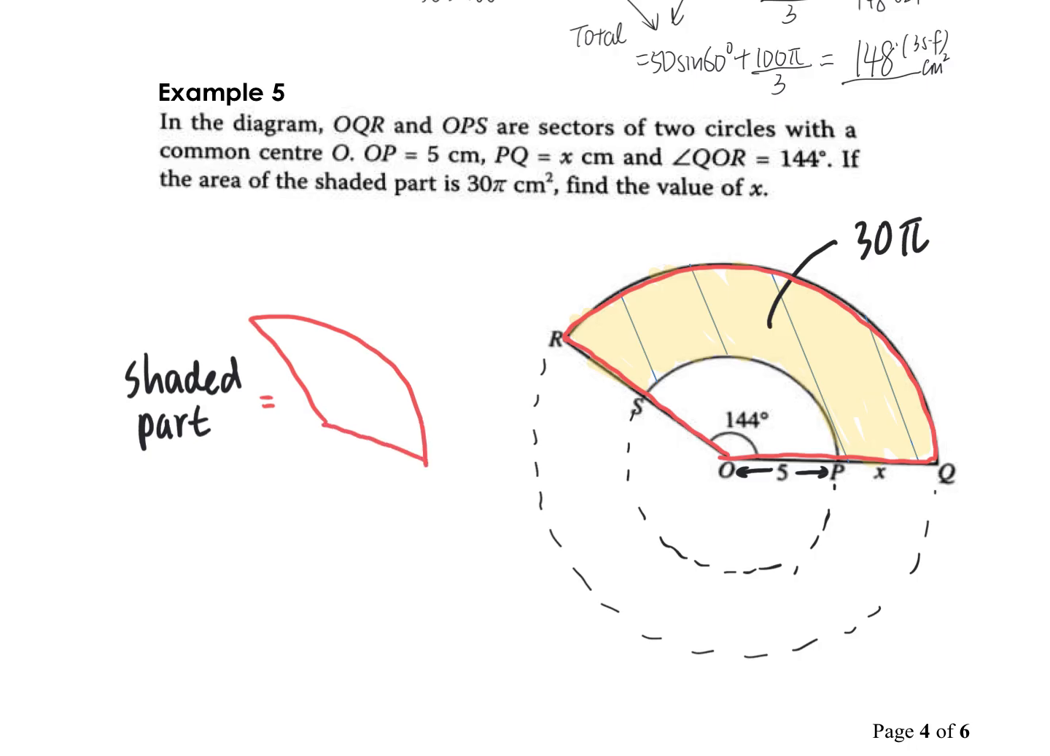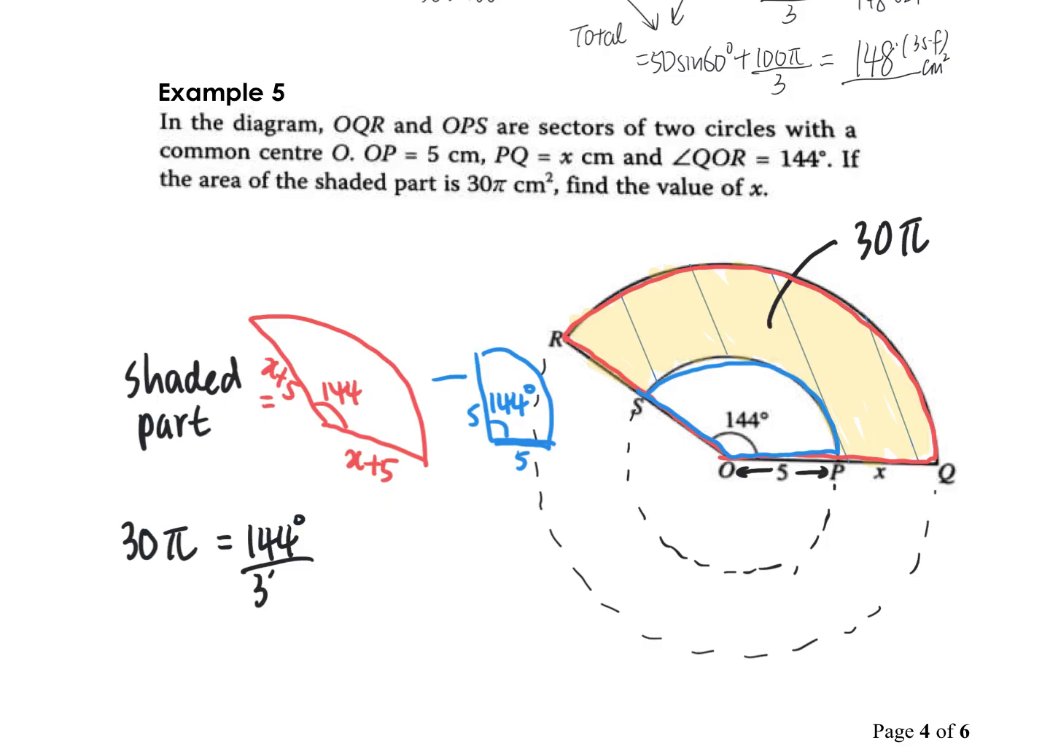Okay, take away the small one. So it's minus the smaller one. Okay, so I just put in all the info I have. This is also 144, but the radius is x plus 5. So in order to know the shaded part, this is already 30 pi. I will use the formula to help me.